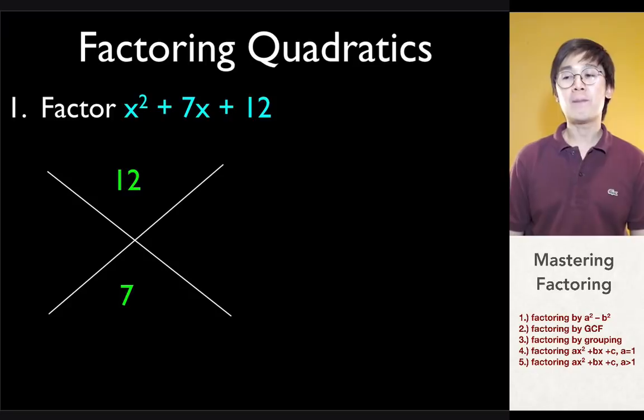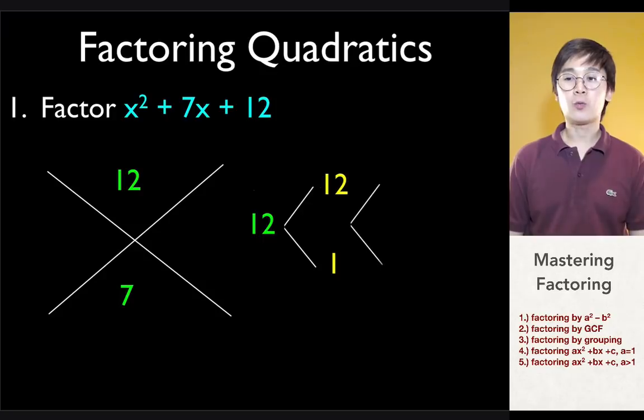Now, why is it a puzzle? Because what we're going to do next is to find the factor or factors of 12 that when you add them up will equal 7. Now 12 has several sets of factors. We have 12 and 1, we have 3 and 4, and we have 6 and 2.